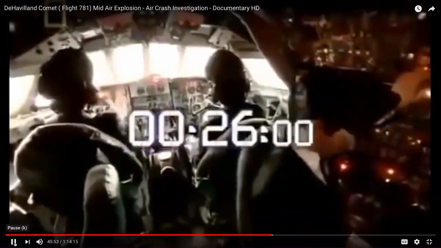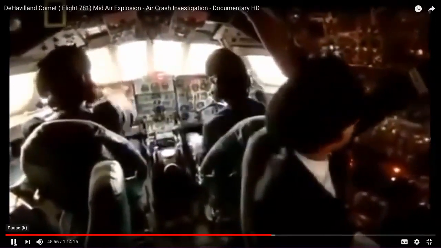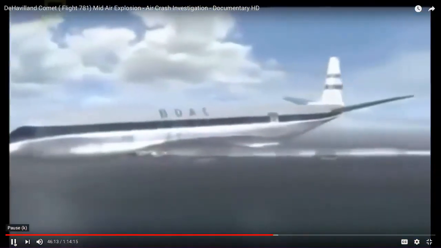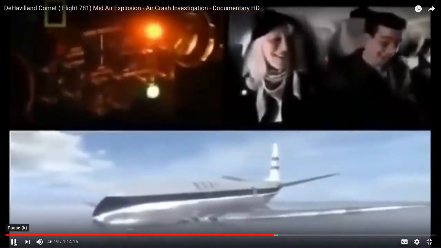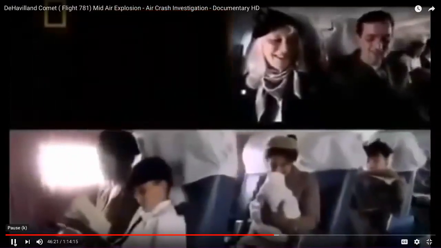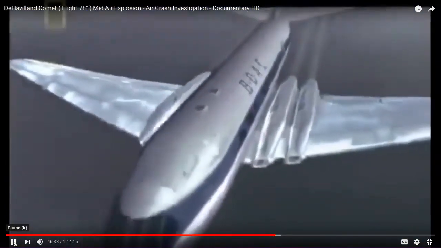1954. 26 minutes to disaster. Flight 781 takes off from Rome Airport. The plane is designed with an exceptionally thin aluminium skin. Rivets punched into the aircraft during construction create microscopic manufacturing defects. On each flight, the pressurization system puts enormous strain on the fuselage, causing stress to the skin, especially around the windows and doors. Repeated pressurizations turn the manufacturing defects into fatigue cracks that get bigger with every flight.